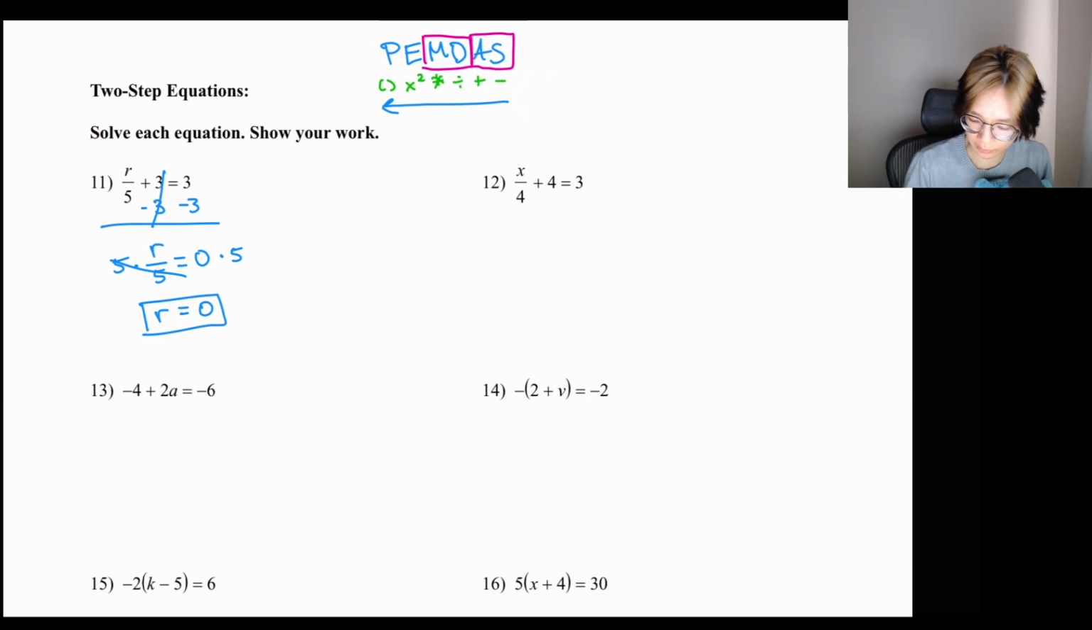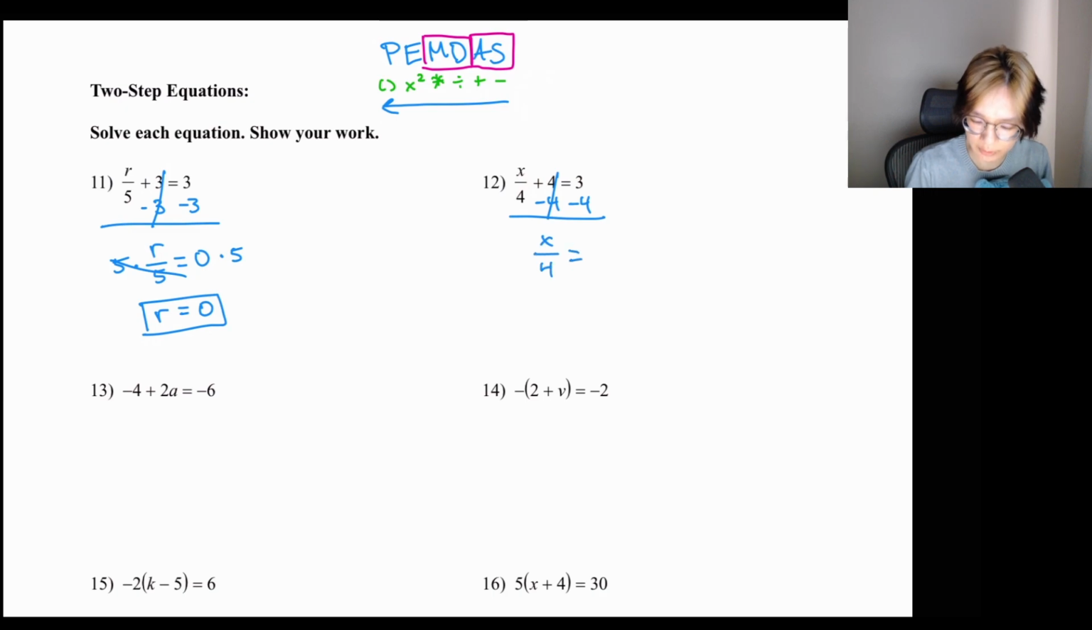Next one, 12. X divided by 4 plus 4 equals 3. We know eventually we're going to need to do a subtraction because of the plus. Eventually we're going to need to do a division or a multiplication because of the division. But what do we do first? Opposite of PEMDAS. So addition, subtraction first. So we're subtracting 4 first from this side.